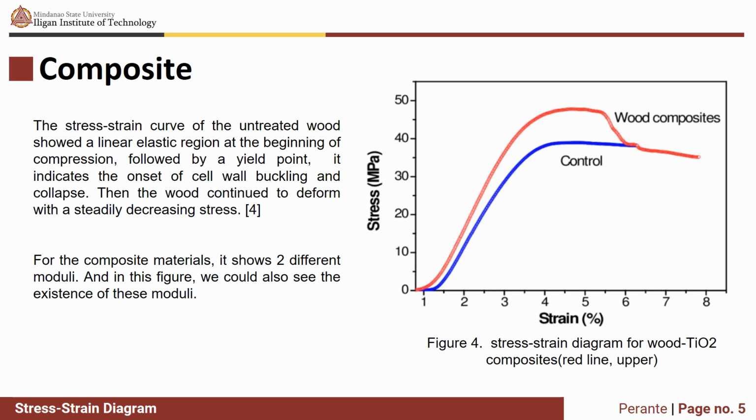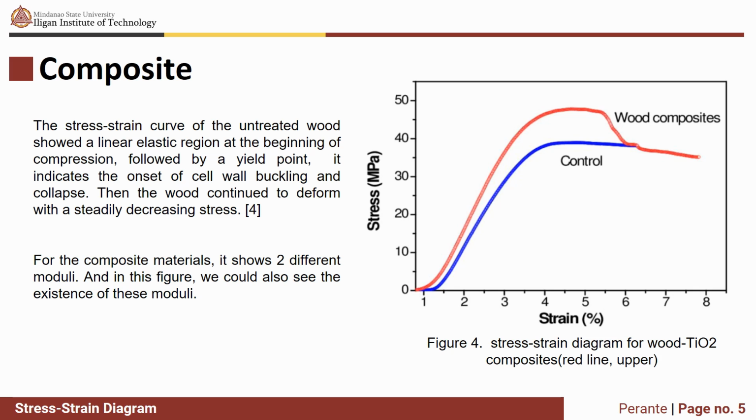Figure 4 shows the stress strain diagram for wood titanium oxide composites. It is the red line in the graph. The stress applied here is a compression stress. As you can see, based on the graph, it exhibits a linear elastic region followed by a yield point. Then after that, it continues to deform with steadily decreasing stress.